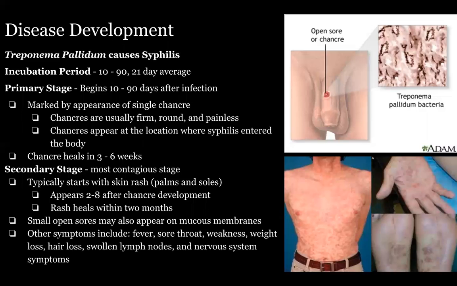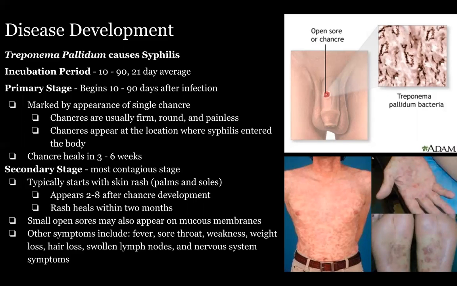Disease development. Treponema pallidum causes the disease syphilis. The incubation period of syphilis ranges between 10 and 90 days, with 21 days being the average incubation period. The primary, or first stage of the disease, begins 10 to 90 days after being infected. The primary stage is marked by the appearance of a single canker, which is a firm, round, and painless sore that appears at the location where syphilis entered the body. Since cankers are painless, they often go unnoticed, especially if they are in hard-to-see areas like the vagina or anus. Cankers usually heal in 3 to 6 weeks.